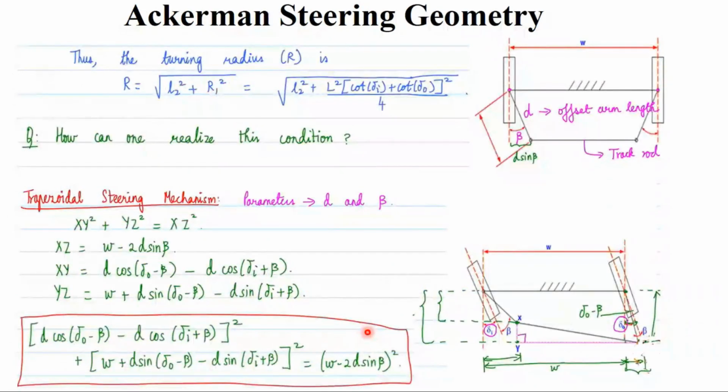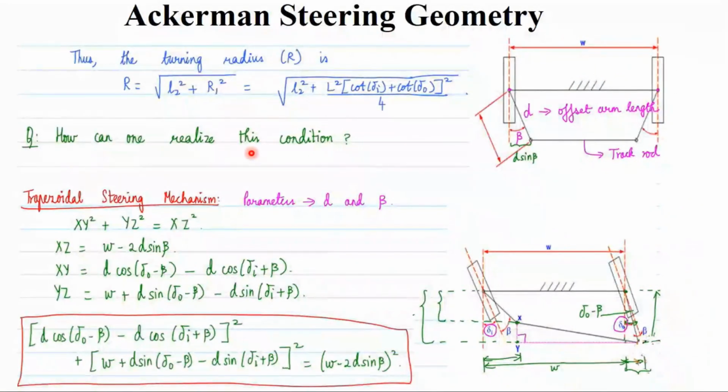Now moving ahead, what happens? This is going to form a trapezoidal shape. You can see this is the trapezoidal shape. And I told you this is the track rod, and this is the kingpin, and this is the tie rod plus steering arm. Okay, this is also the tie rod. And this is what we have made as a turning radius R.